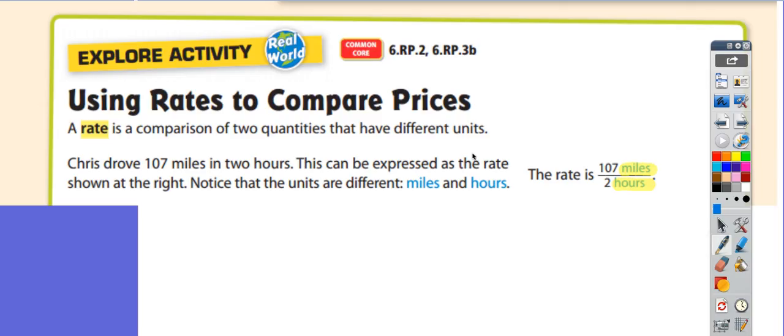Now, if we just had two numbers, like 107 and 2, that would technically be a ratio. But when we include different units, like miles and hours, then this is when it becomes a rate.